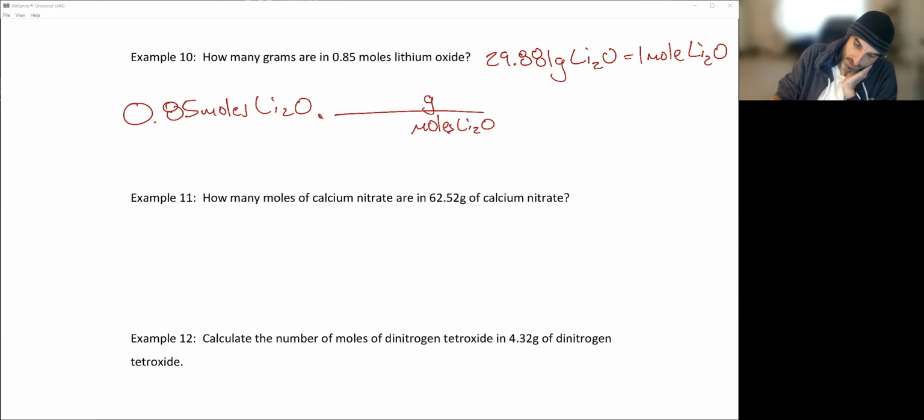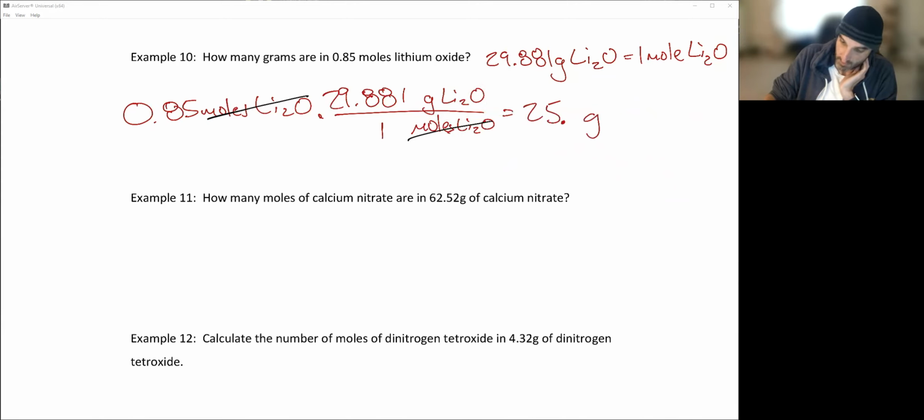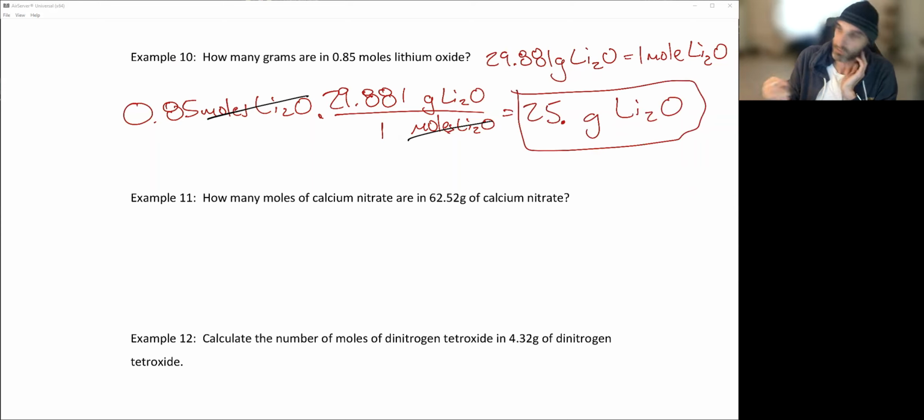And I want grams of lithium oxide to prevail. 1 mole of lithium oxide is equivalent to 29.881 grams. And now I do the math. Moles of lithium oxide cancel, and I'm left with just simply grams of lithium oxide. And my final answer is 25 point nothing grams of lithium oxide. I had 2 sig figs to start. I'm going to have 2 sig figs to end. There we go. 25 grams of lithium oxide.